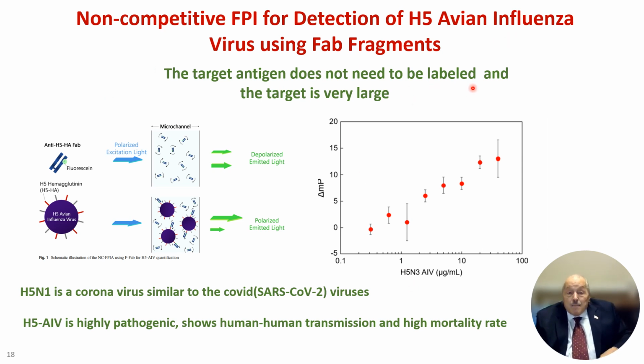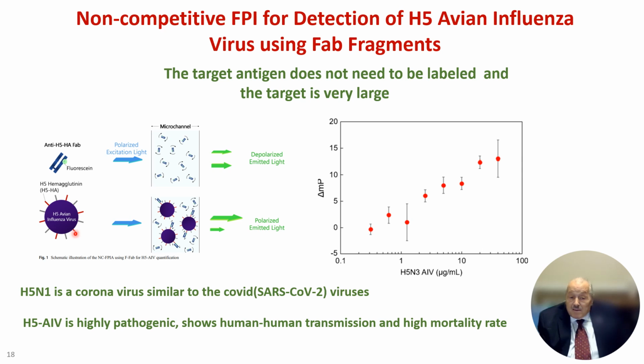So let's look at some non-competitive immunoassays. Here's one for an influenza virus. And this is why they're convenient: the target antigen does not need to be labeled. You take your sample, which has a great big viral protein, and in this case, the authors used an FAB unit because it's smaller and will rotate faster. If you have no virus in the sample, you're just going to have this quickly rotating FAB unit, and the polarization is going to be low.